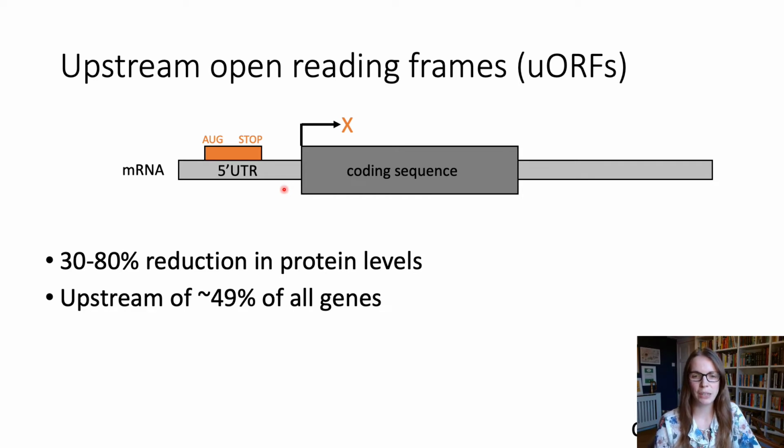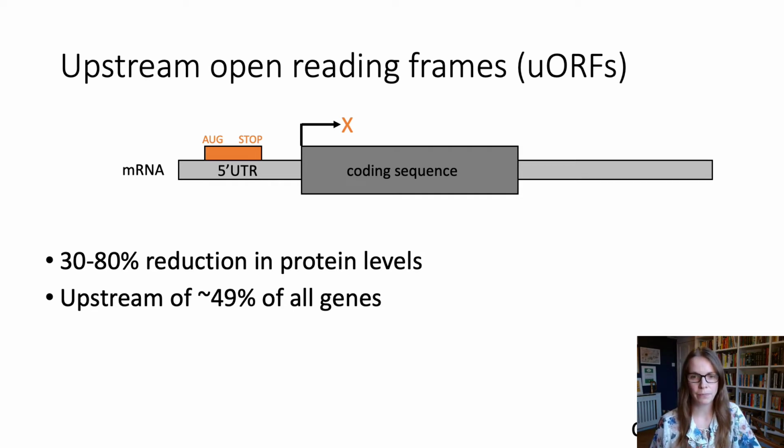And a previous study by Calvo et al. back in 2009 showed that these individual elements confer a reduction of around 30 to 80%, and this was through testing a handful of examples. So they're common elements, and they confer quite a strong control on the regulation of translation. And they do this because the ribosome, when it binds to the 5' cap of the RNA, hits the uORF start codon before the coding sequence itself, and that uORF can sequester the ribosomes. It can result in not all of them making it to the coding sequence, and therefore it lowers coding sequence translation.